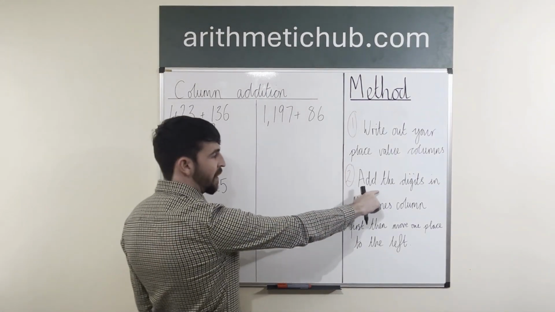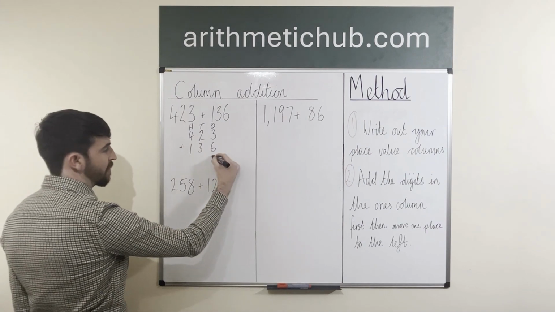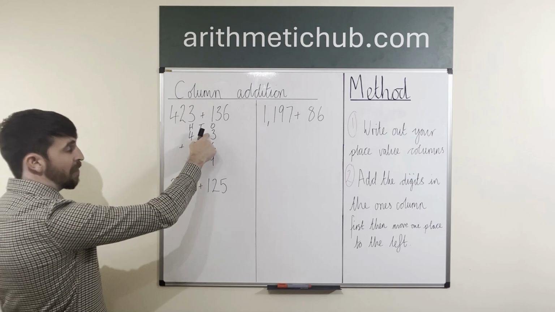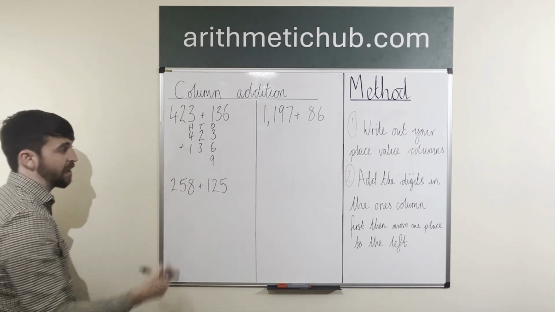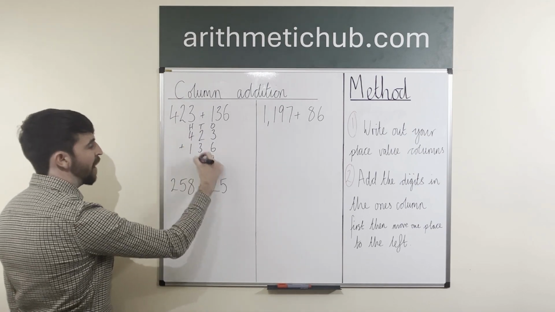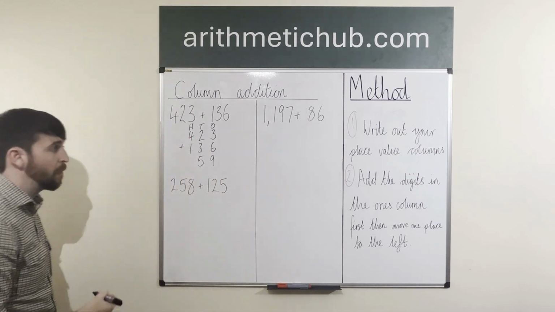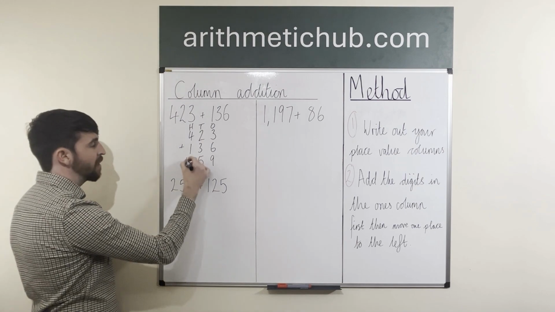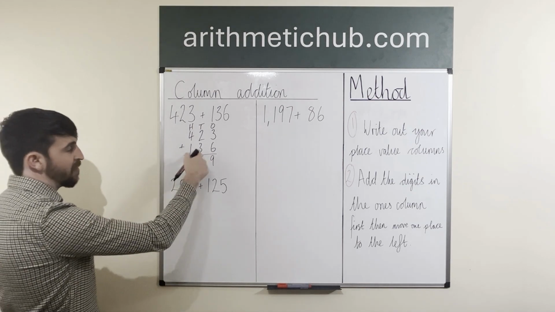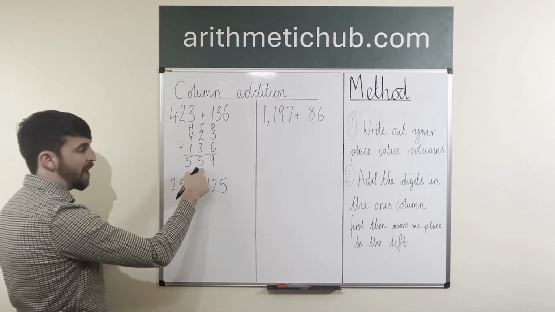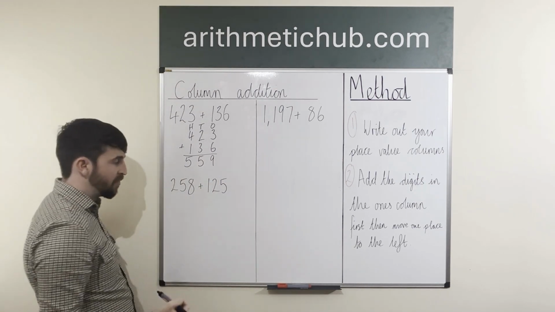Now it reminds us here to add the digits in the ones column first. So we would do 3 add 6 is going to give me 9. Then we move to the left for our tens column. 2 add 3 is going to give us 5. And then we move another place value column to the left for our hundreds column. 4 add 1 is going to give us 5. So 423 add 136 is going to give us 559.